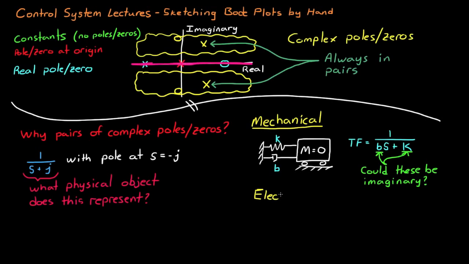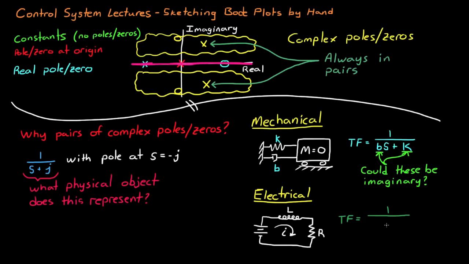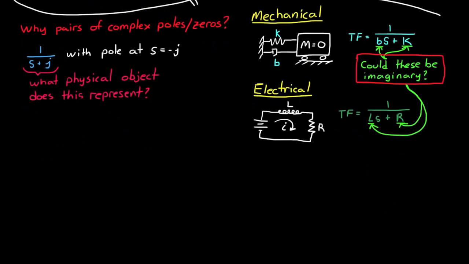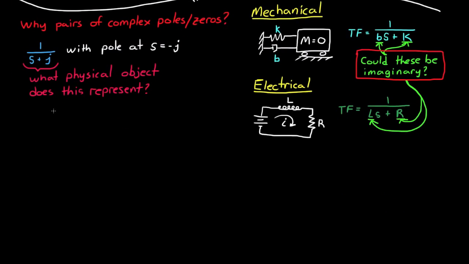If we take an electrical example, we could have a circuit that has an inductor and resistor in series, where the inductor has inductance L and the resistor has resistance R. And the transfer function for this first-order system would look similar to the mechanical system. It would be 1 over Ls plus R. And now we're left with the same problem. What does it mean to have an inductance or resistance that has an imaginary value? Now something to think about here is, what would a physical system look like that had an imaginary value for one of its properties?